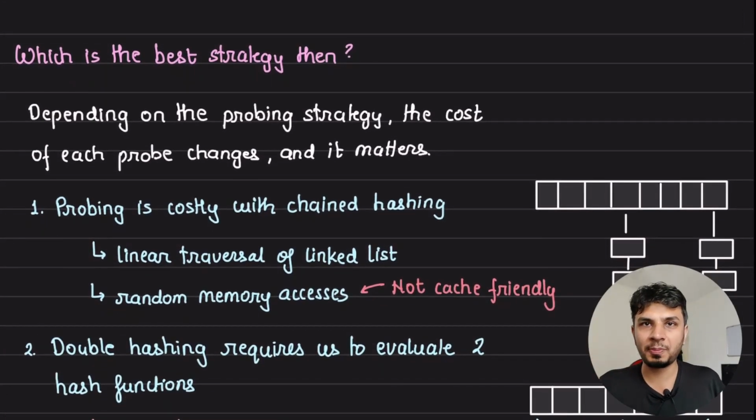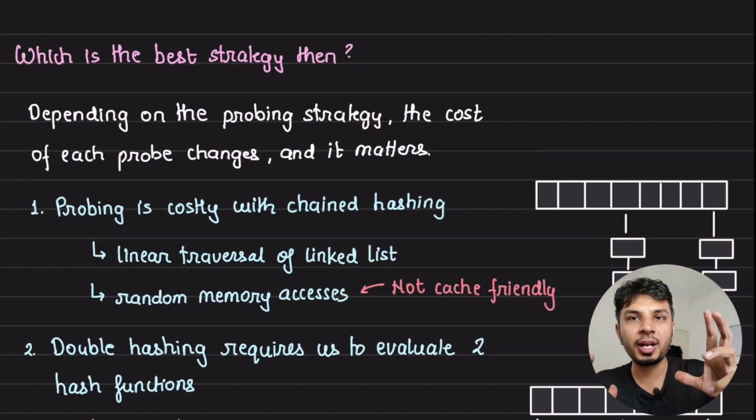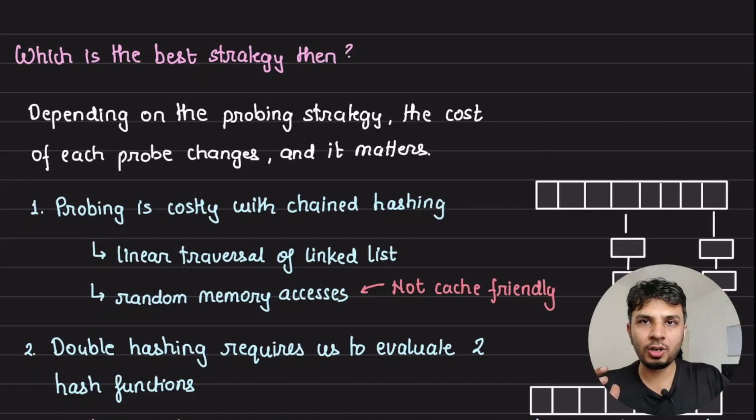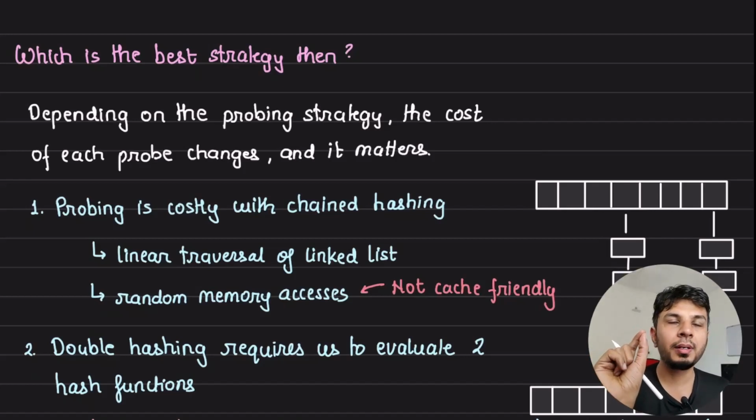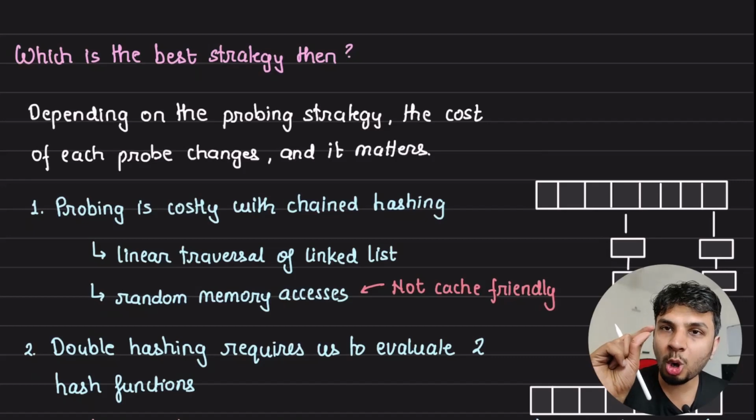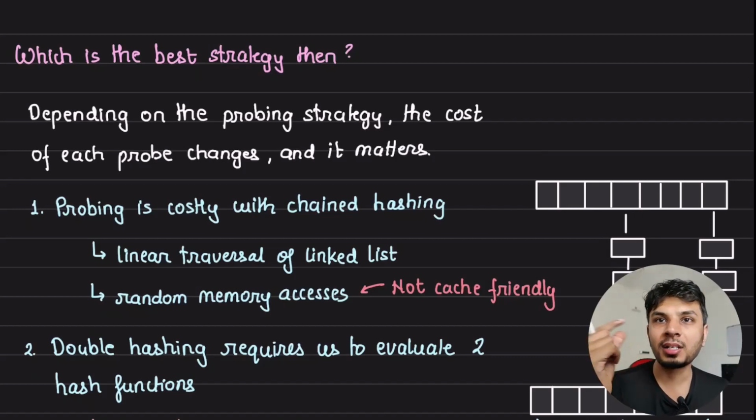Because when we talk about performance, there has to be performance metrics that we are taking a look at to find out, hey, given load factors, given the way we are storing the data, which strategy should I be picking, right? So depending on the probing strategy, one thing that we all should remember is the cost of a single probe. It matters a lot, right?